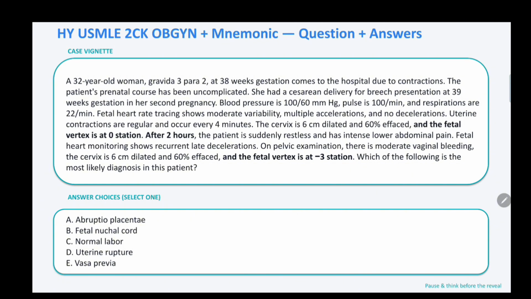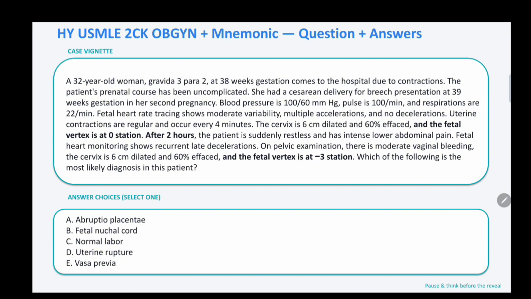Let's pause and think about this. 2 hours ago, the baby was at 0 station. Now the baby is at -3 station. This means the baby has moved upward, back out of the pelvis. This is the loss of fetal station, and it is the classic pathognomonic sign of uterine rupture. So now we have our diagnosis. Let's work through the other answer choices to see why they are incorrect.